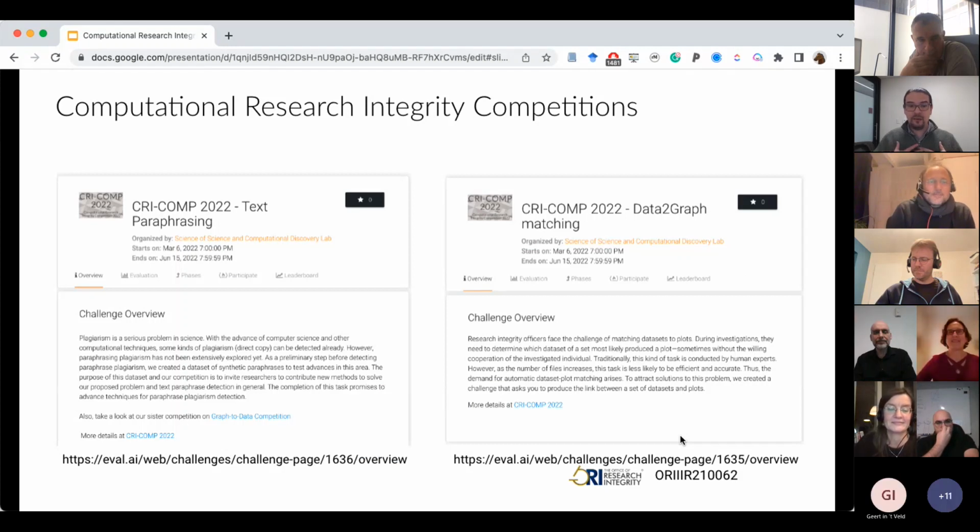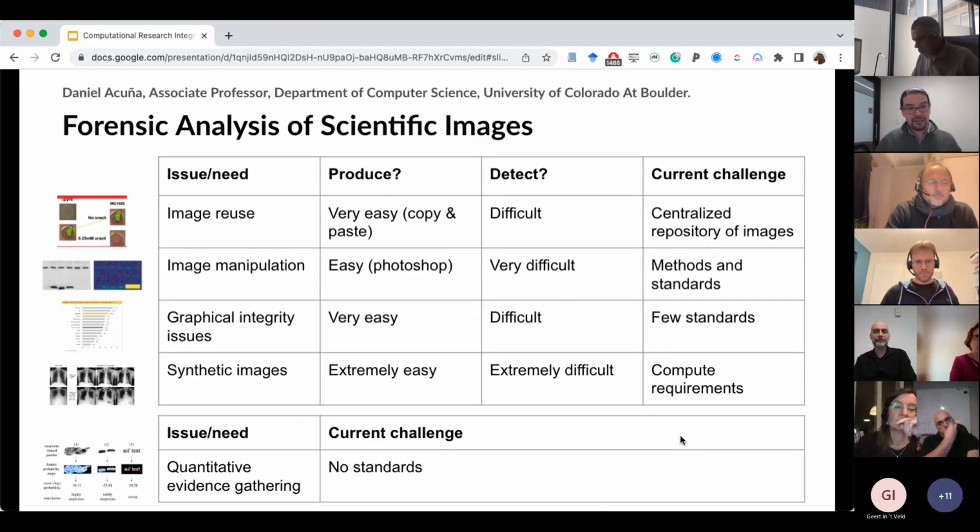I think what we're missing in a lot of these methods is data. So again, I'm really glad that STM is getting many publishers together to create these data sets. And personally, thanks to ORI, we launched two challenges to get this data. These are Kaggle-like challenges so that we get teams to compete and make better methods for computational research integrity. And with that, I'll finish.